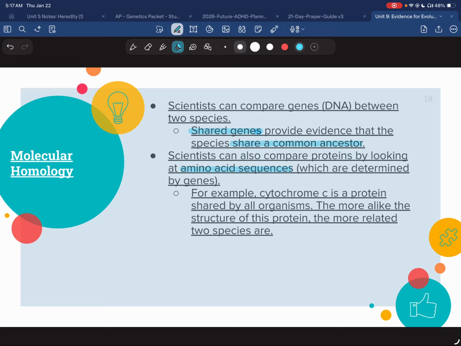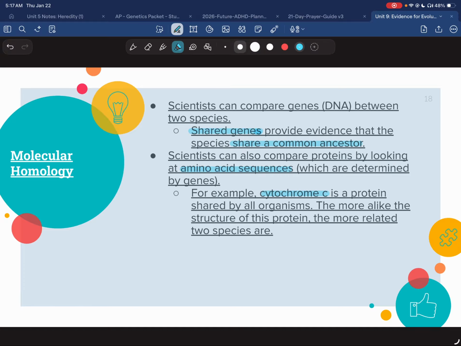So, for example, we can look at cytochrome C. This is a protein that all organisms have. If we look at how many amino acids are the same between different species, we can see where they diverged, right? Because if they're alike, then they were changing at the same time. And then when they split and they start to change differently, that means they're now two different species and their gene pools have separated and they're starting to change over time.